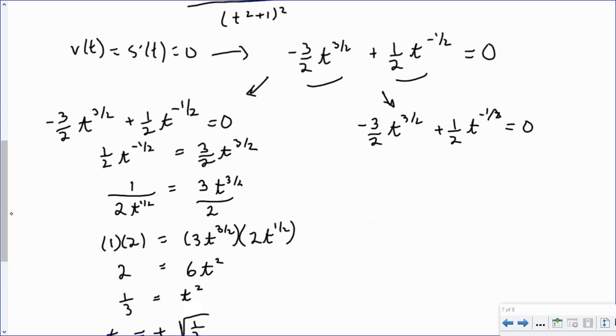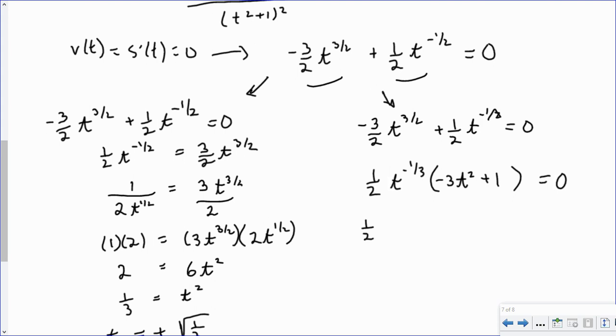And again, I showed you this earlier in the question. Let's factor out 1/2 t to the negative 1/3. That leaves me with a +1 in my last term, but it also leaves me with a negative 3t squared in this term. Now I can check that by multiplying. I can confirm that if I divide negative 3/2 t to the 3/2 by 1/2 t to the negative 1/3, I'm left with negative 3t squared, this term right here.